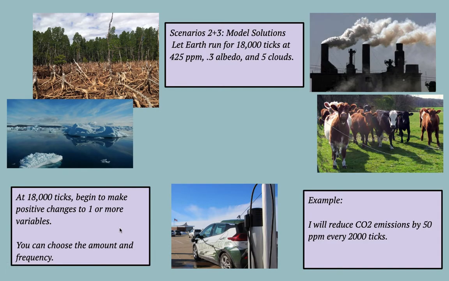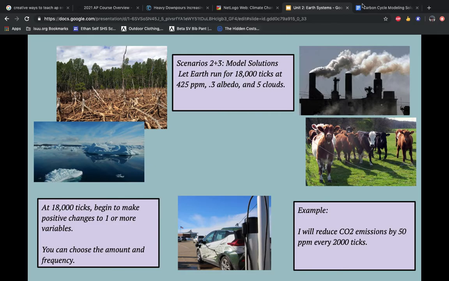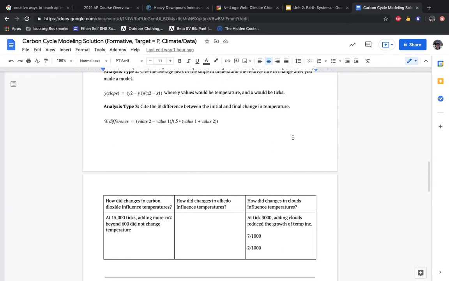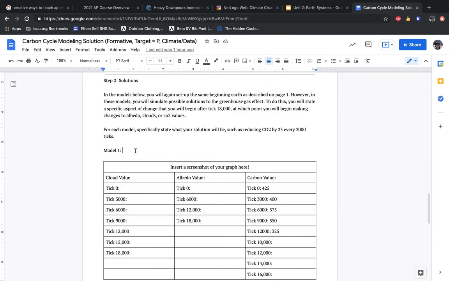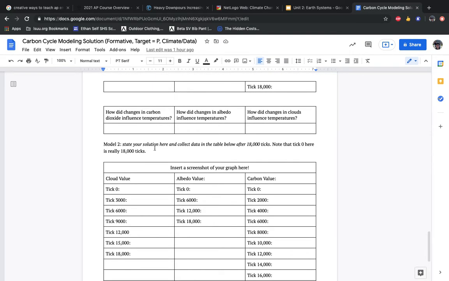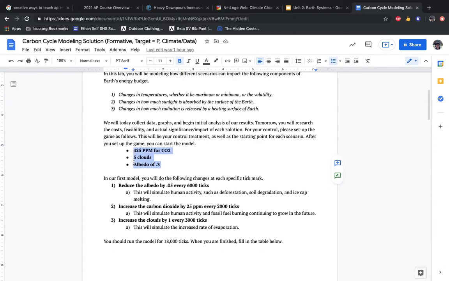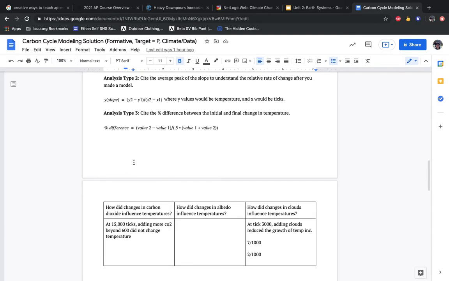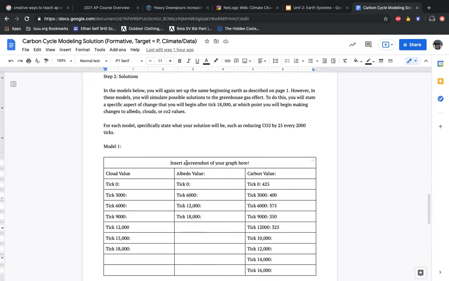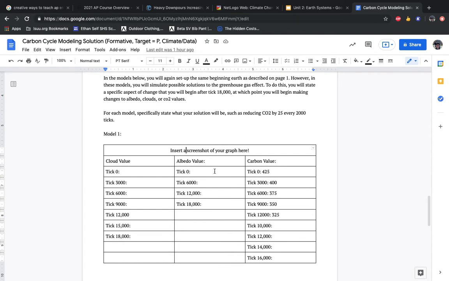Now, with this, you are going to start making some scenarios in which you make changes. So within your Google Doc, down here, you have solutions. So you're going to be proposing one solution and a second solution, where after 18,000 ticks at this scenario, you're going to start making changes. And you're going to want to put your graph here at the end of 36,000 ticks. So you're going to let this run for 36,000 ticks. And you're also going to want to record the changes that you make.